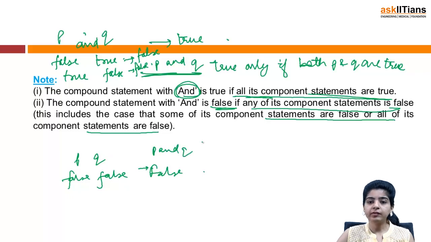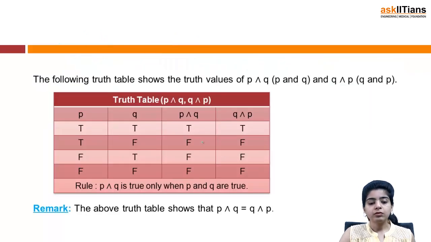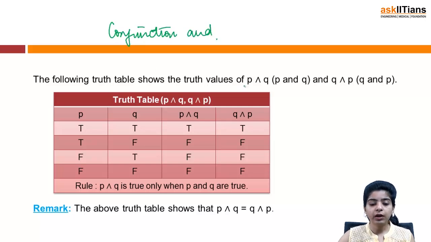So in fact, we will be discussing the truth table for this, and I'm sure you'll be able to understand it quite easily. So here's the truth table for conjunction. The following truth table shows the truth values of, this should be read as P and Q.